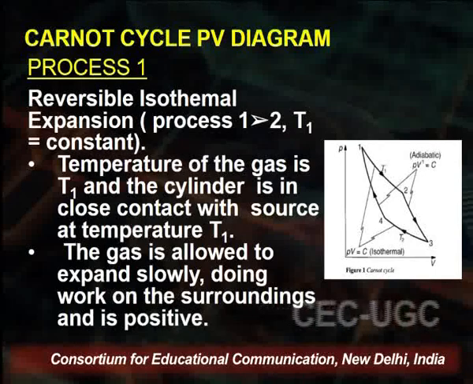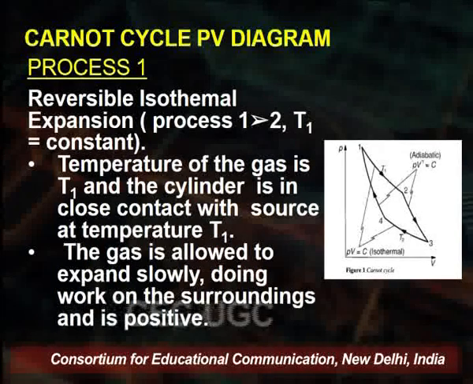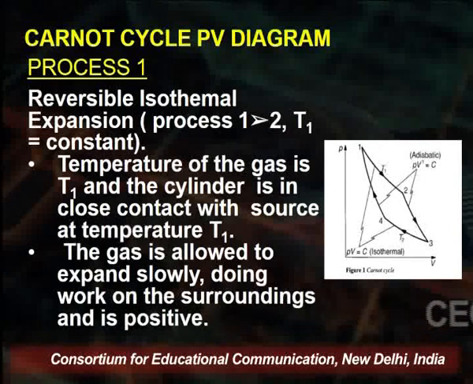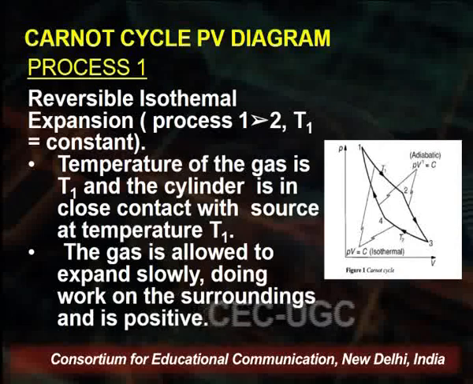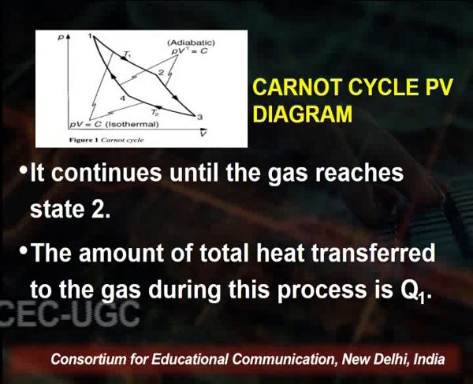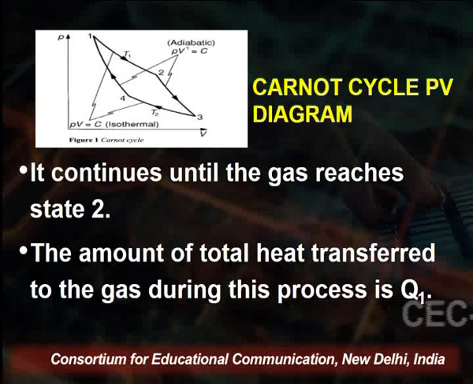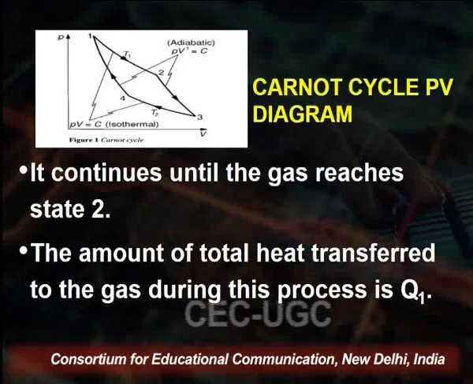So let us concentrate first of all on the reversible isothermal expansion which is occurring from 1 to 2. The temperature T1 is a constant. The temperature of the gas is T1 and the cylinder is in close contact with a source at temperature T1. The gas is allowed to expand slowly, doing work on the surroundings, and the work is positive by sign convention. It continues until the gas reaches state 2. The amount of total heat transferred to the gas during this process is Q1. It means that from state 1 to state 2, the ideal gas is absorbing heat Q1 from the source.